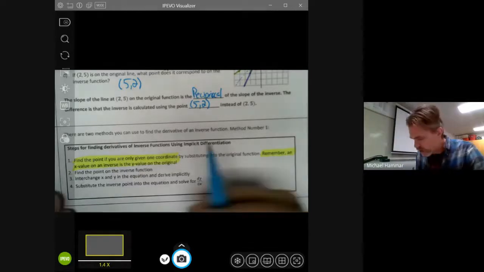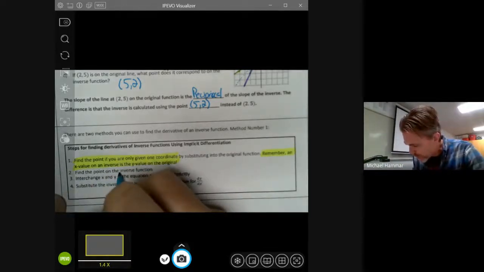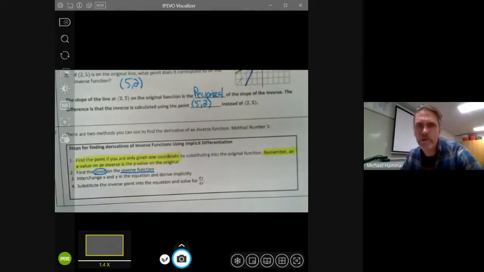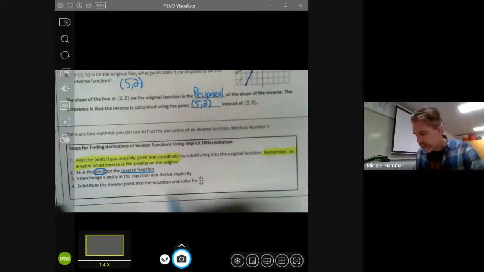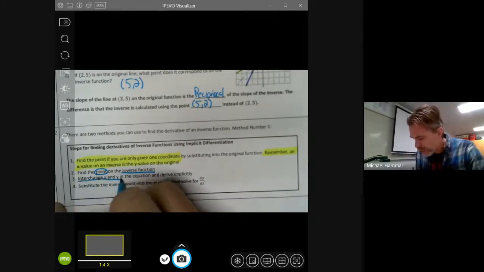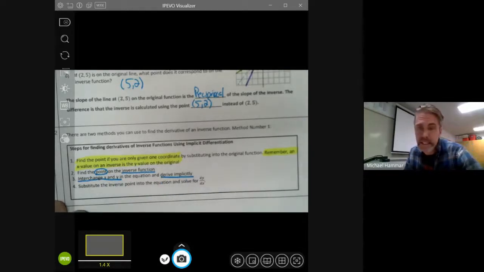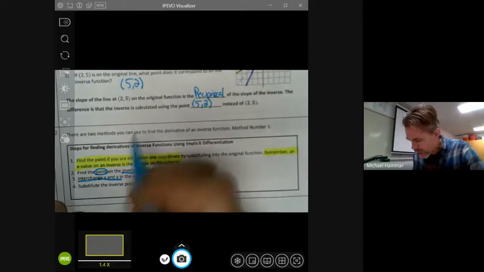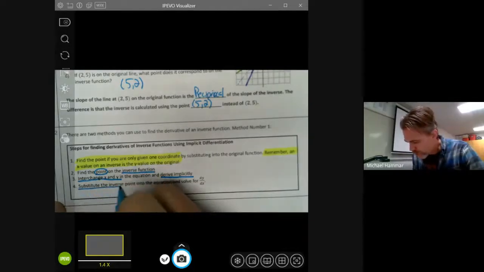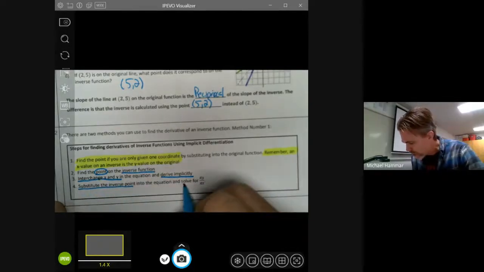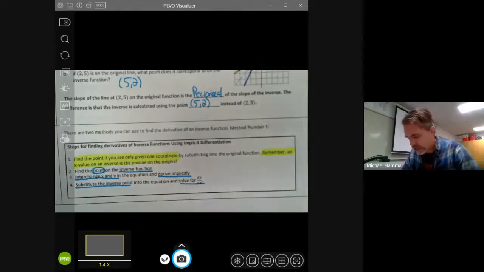Now, the second thing you do is find the inverse point. It is very important that you know your 2 points. What is your original point and what is your inverse point? Then, just like we did in B, interchange your x and y, and then differentiate implicitly. Then substitute your inverse point into the equation and solve for dy/dx.